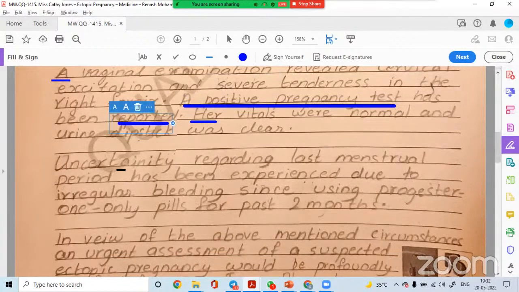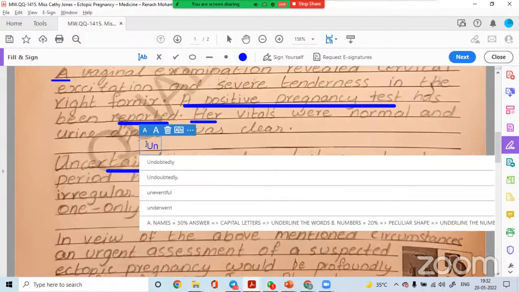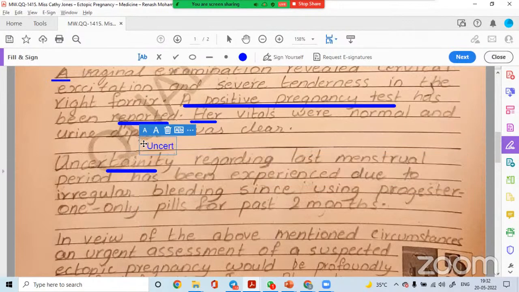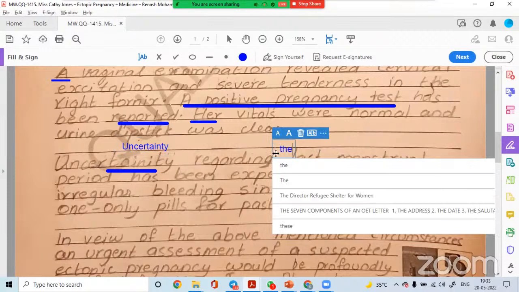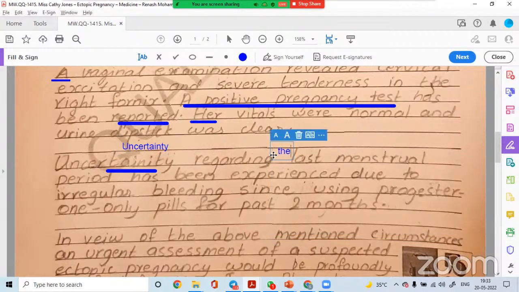Next one. Uncertainty. Uncertainty, spelling mistake. U-N-C-E-R-T-A-I-N-T-Y. Uncertainty regarding the last. The last. The first. The last. The next. The previous. Regarding time: the past, the present, the future, the coming. Like that. You understand, Dr. Renash? Yes, sir. The last. Okay. No problem.